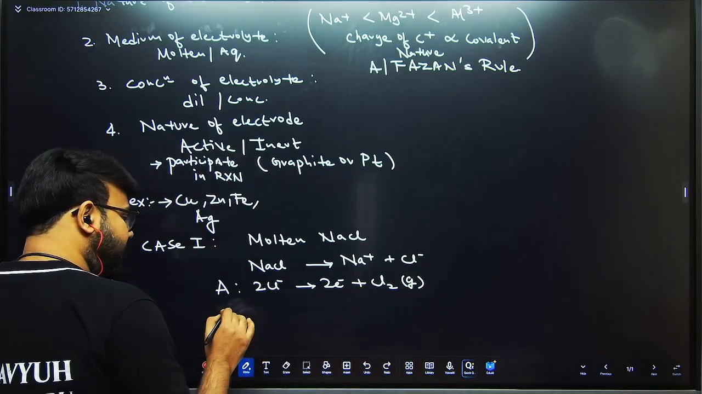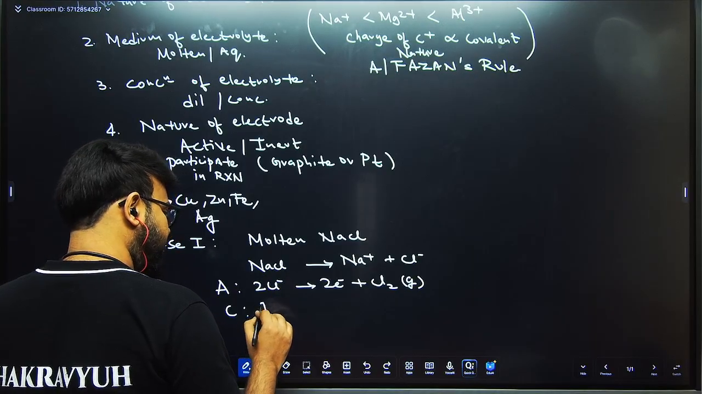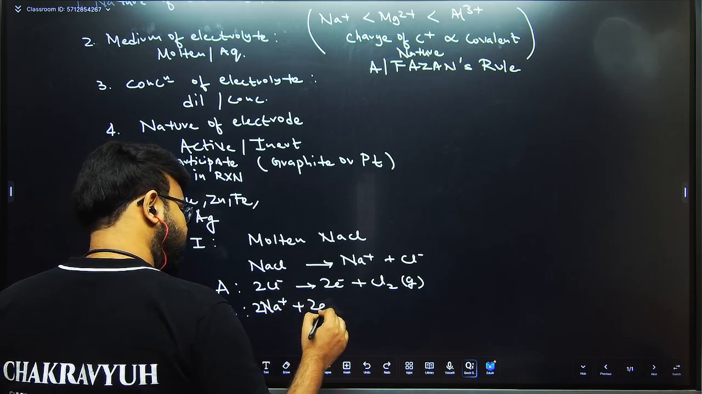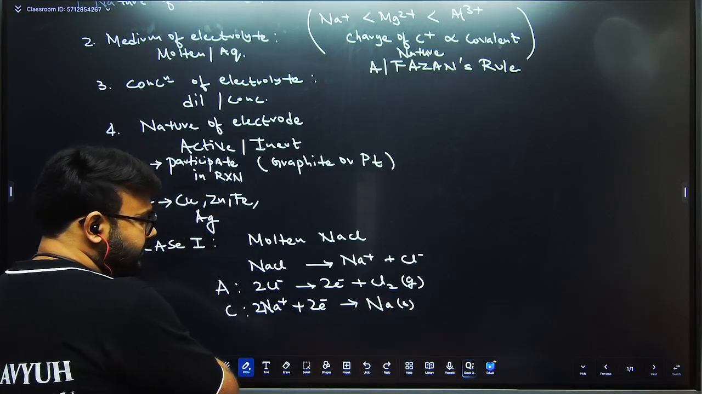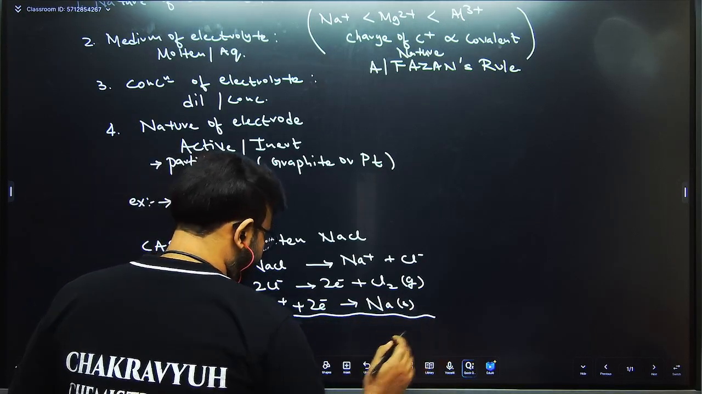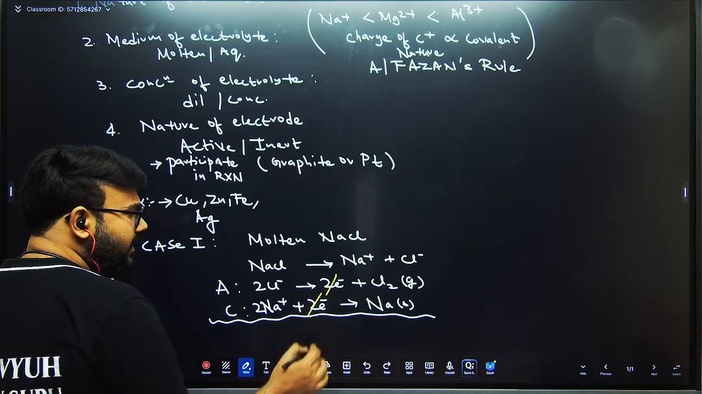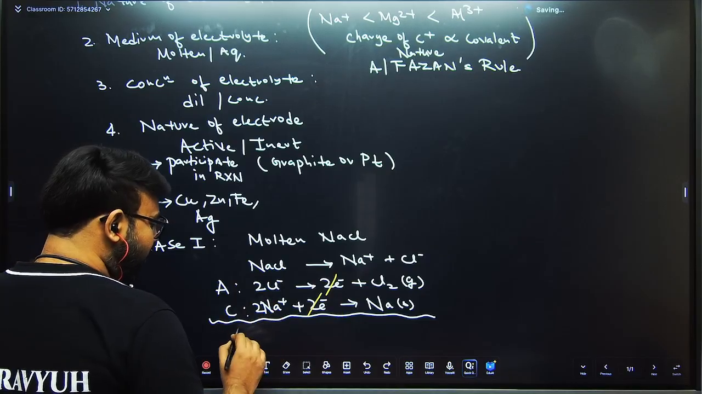And what will happen at cathode? Addition of electrons, so the metal is deposited. Exactly. And now what is the overall reaction? Electrons got cancelled. So what is the n value here? 2. Yes, n value is 2. So what is the overall reaction?